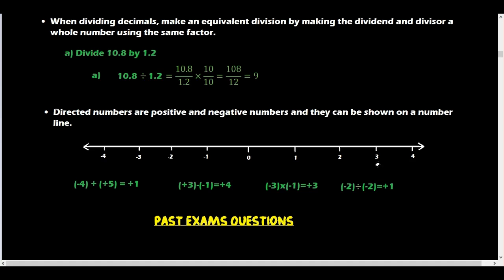Then you go to plus 3. Then minus means you're going backwards. But since there's another minus, you're now going forward. A minus and a minus means plus. Therefore, you go forward. Therefore, you get plus 4. Then we have minus 3 times minus 1. If we are multiplying two negative numbers, the answer is always positive. Then again, when we are dividing two negative numbers, the answer is always positive.